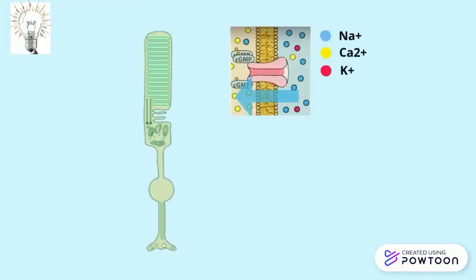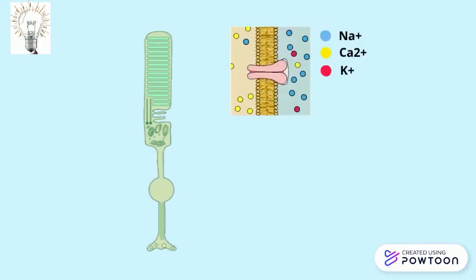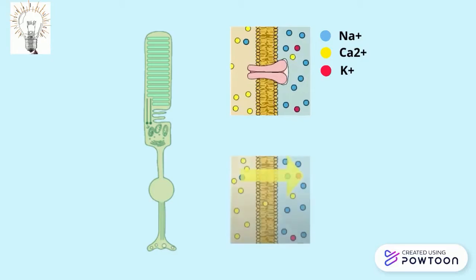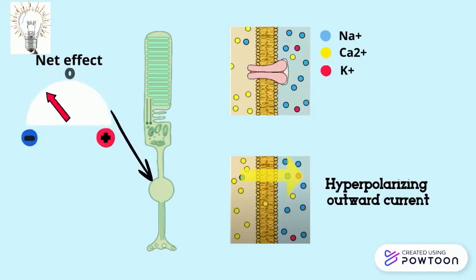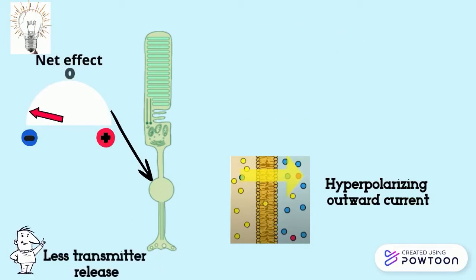Absorption of light reduces the concentration of cyclic GMP in the outer segment, leading to the closure of cyclic GMP-gated channels. As a result, positive charge carried by potassium ions flows out of the cell more rapidly than positive charge carried by sodium and calcium ions flows in. The cell becomes hyperpolarized, that is, more negative, and decreases its release of the neurotransmitter, namely glutamate, from the terminal.